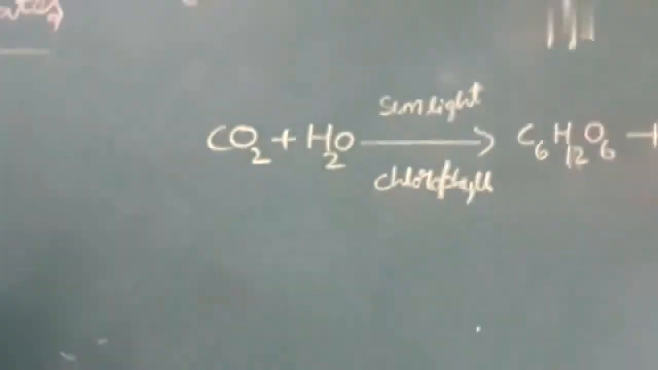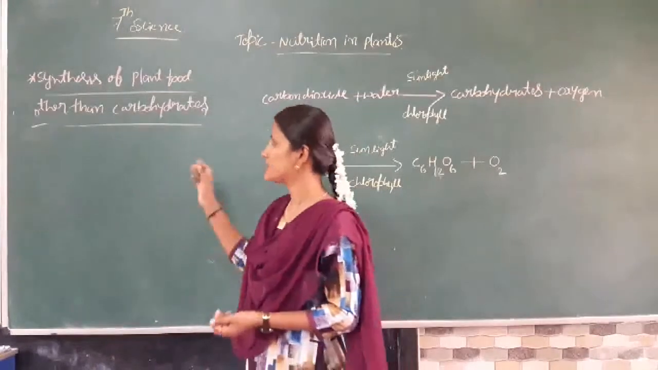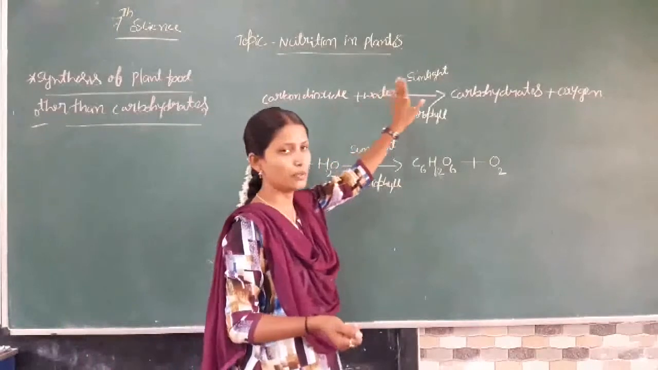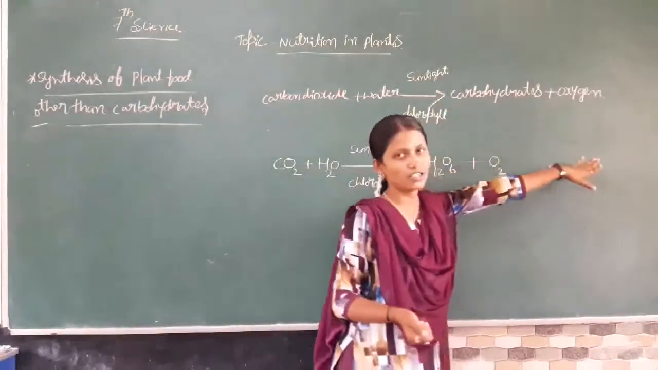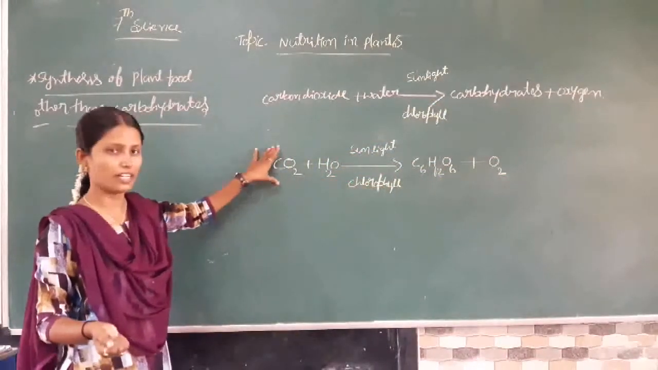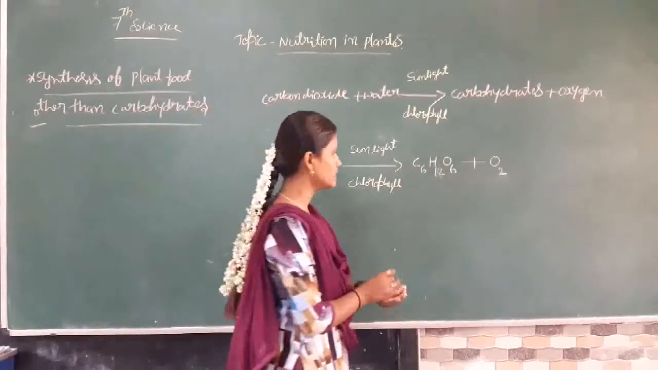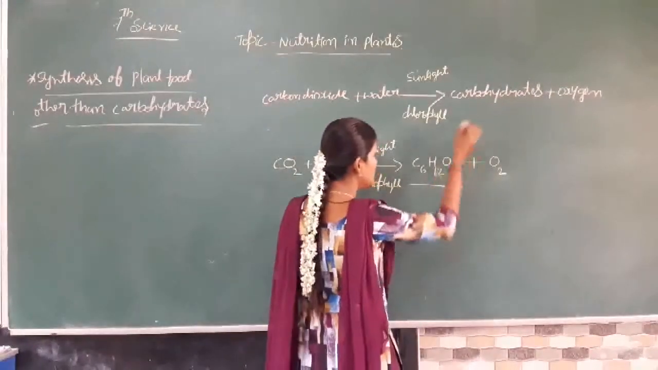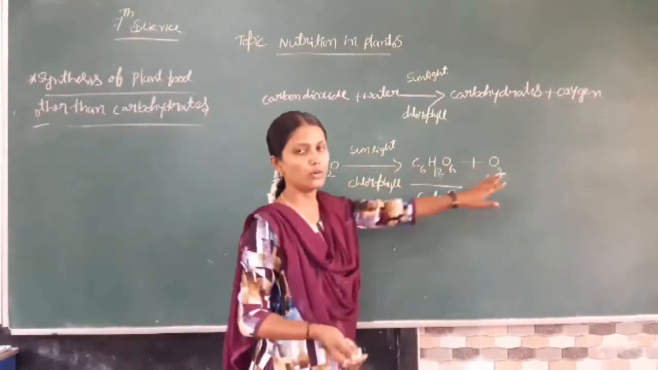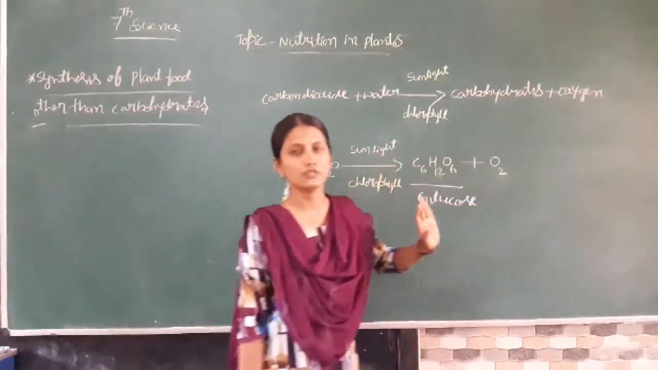Now we will move on to the synthesis of plant products other than carbohydrates. As we know, during photosynthesis, carbon dioxide and water give rise to carbohydrates and oxygen. It is represented by the chemical formula: CO2, carbon dioxide, and H2O, water, give C6H12O6, which is glucose, also called a carbohydrate, and O2, the oxygen gas liberated during photosynthesis.